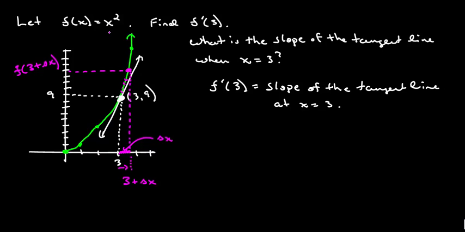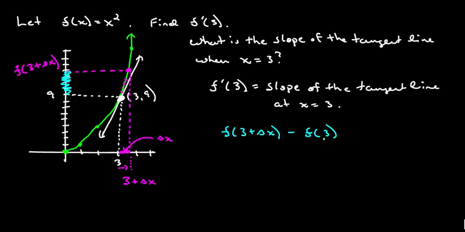Now we don't know what delta x is. Okay, so we're going to end up with some variables. So here's what we're going to do. We're going to take a look at the change in the y values. So this right here is the change in the y values, which is given by whatever the function evaluated at 3 plus delta x minus f at 3.